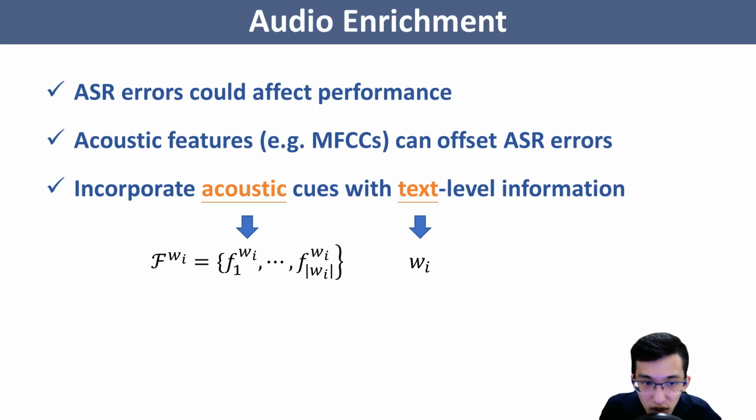What we are trying to do in our study is this: first, some studies have shown that ASR errors could affect the performance of the SMCQA model. And we also found that acoustic features can offset ASR errors. So we try to incorporate acoustic cues with text level information. Here we take an example. If we have a token w_i, we try to extract its corresponding acoustic features F_wi, consisting of f_1 to f_Nwi, where N_wi indicates the number of frames in these acoustic features. So how do we encode these acoustic features?